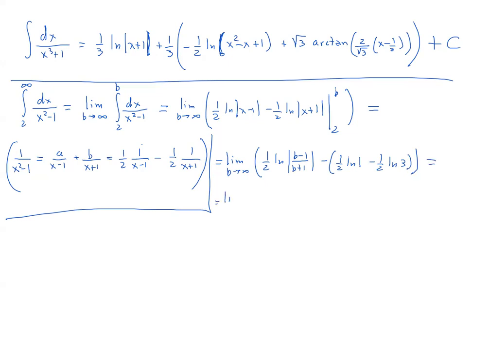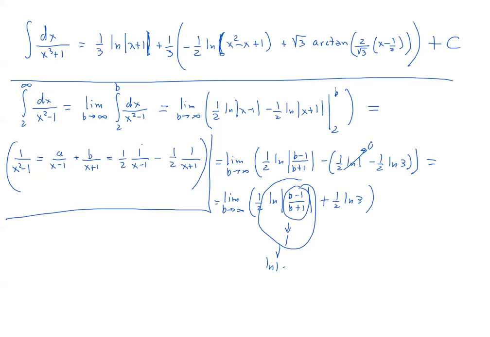So this will be the limit as b tends to infinity of 1/2 ln of absolute value of b minus 1 over b plus 1 minus, actually ln of 1 is 0, and minus minus will give you plus 1/2 of ln of 3. Now, as b tends to infinity, this quantity in here tends to 1, which means that this whole thing will tend to ln of 1, which is 0. So the only thing that survives the limit is this 1/2 ln of 3, which is the final answer for this integral.